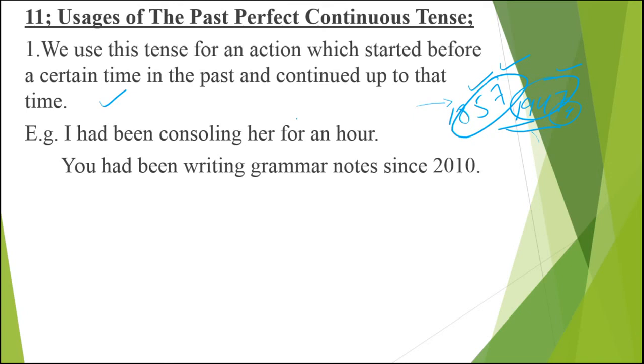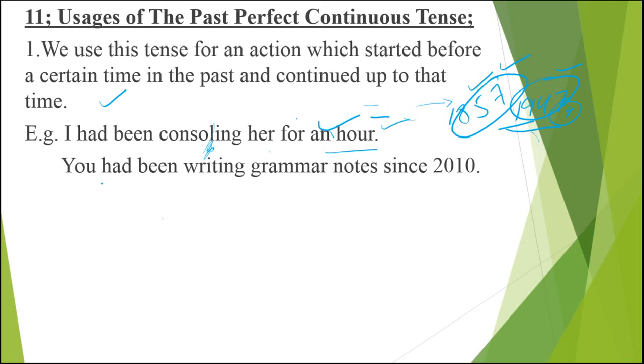Now, the examples for this tense. The first example is: I had been consoling her for an hour. This hour started before a certain time in the past and continued up to that time. Maybe 2 years passed, 3 years passed, or maybe a month or a day passed, but that was continued up to that time. We are just talking about it; that action has no relation with the present.